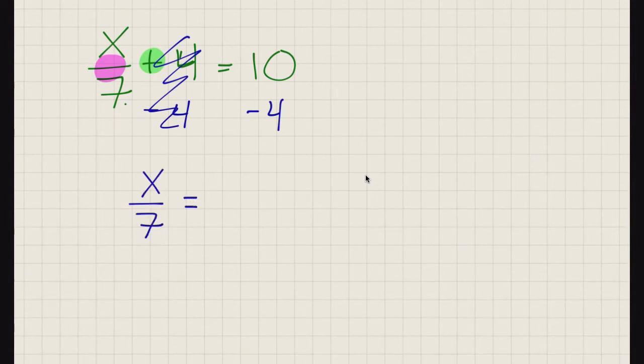10 minus 4 is, idea. Oh man, now we doing good. Okay, 10 minus 4 is 6. I have a new problem. I've gone from a 2-step to a 1-step. So now I go ahead and I multiply by 7.